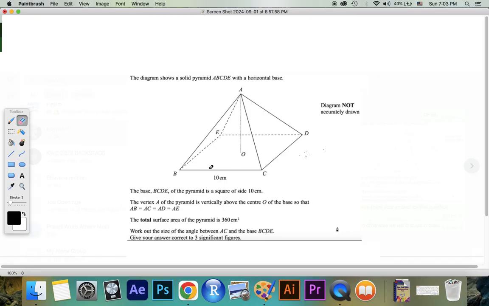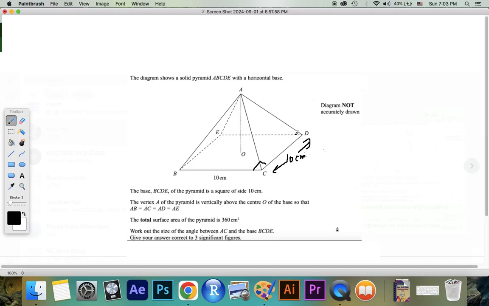The base BCDE of the pyramid is a square of side 10 centimeters. So what that means is this particular value is 10 all the way, right? This is 10, that is 10, so is that. All four sides are 10. What else do we know about a square? Each angle at the vertex is 90 degrees, right?